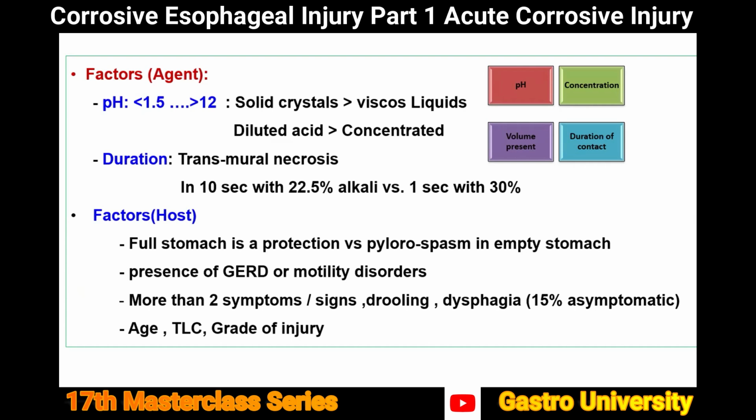Then the host factor would be if there is a full stomach, there is a chance of protection, versus if there is an empty stomach, there is initial pylorospasm and the acid or the corrosive can remain there, causing more damage. The presence of GERD has been found quite significantly in these patients. In about 20 to 30% of cases they have GERD, where the damage to the lower part or middle part of the esophagus is more. About 15% of these people are usually found to be asymptomatic. Of course, it depends upon all these factors. And age, the total leukocyte count, and the grade of the injuries are prognostic factors in these patients.